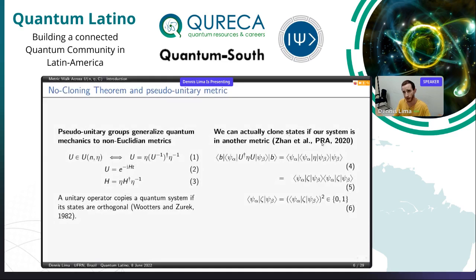These authors proposed an algorithm that should manipulate modules of an optical circuit to emulate a pseudo-unitary group, and thus, according to them, they achieved a circuit capable of quantum cloning of non-orthogonal states. Why? Because they didn't use the Euclidean metric. And pseudo-unitary groups are defined based on these constraints. If eta equals identity, again, we have the unitary group.